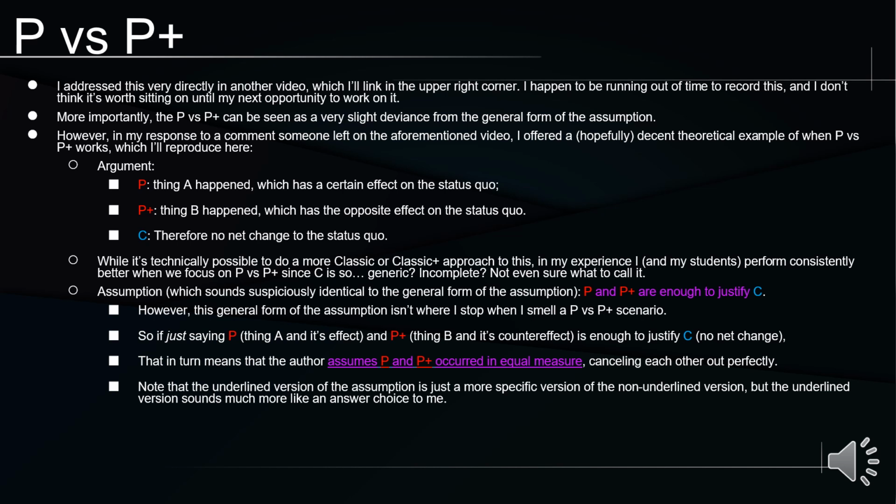Note that the underlined version of the assumption is really just a more specific version of the non-underlined version, but to its credit, the underlined version sounds a lot more like a potential answer choice to me. That's just the way that I see it. So again, it's technically just a slight variant of the general form of the assumption. But in this particular case, the hypothetical that I offered, there was a way to pit the ideas of P and P plus against each other in a way that is probably closer to an answer choice. And that finally, folks, brings us to the takeaway slide.